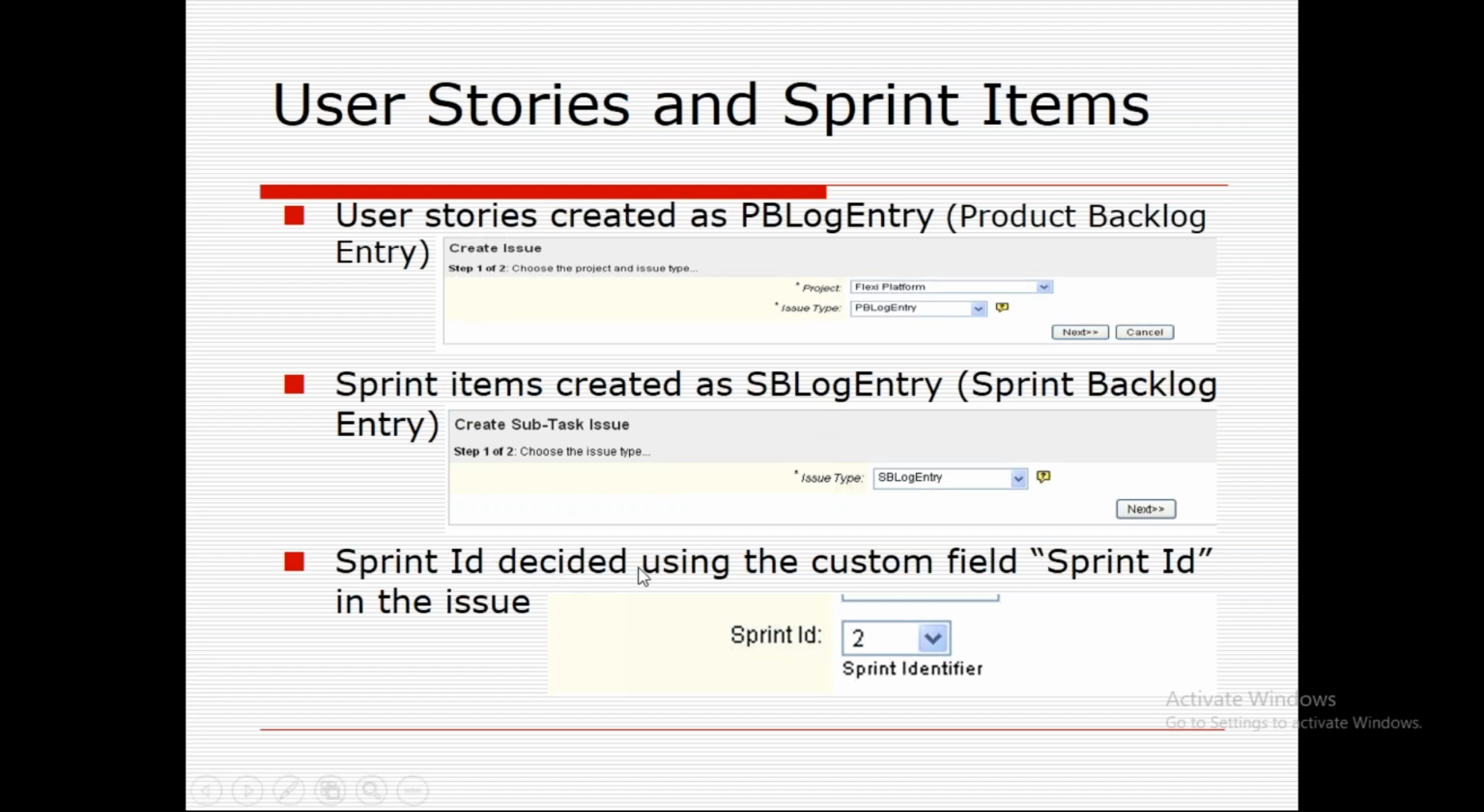Sprint ID is decided using the custom field sprint ID in the issue. Every sprint cycle has sprint ID 1, 2, 3, 4, etc. So that way you have the user stories and you have the sprint items, and every sprint has a sprint number or sprint ID.